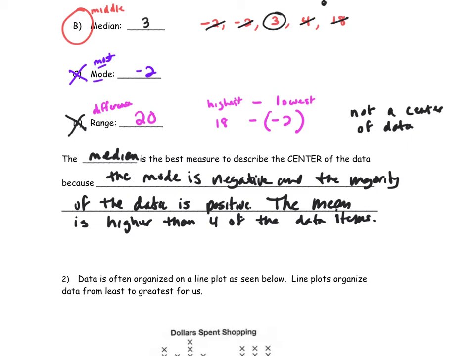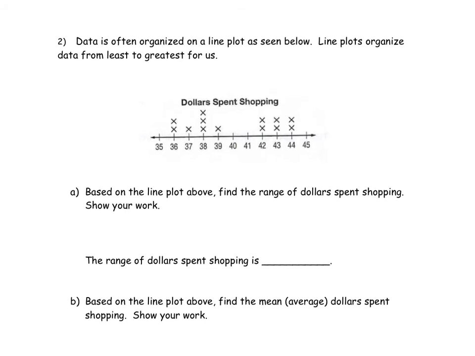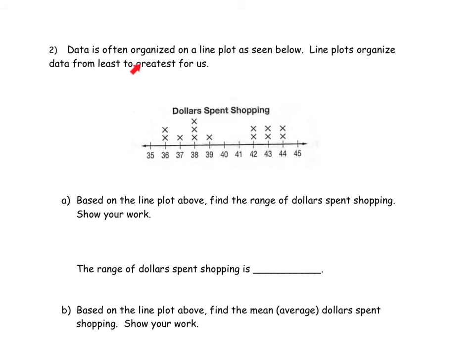Let's go to number 2. Data is often organized in a line plot as seen below. Line plots organize data from least to greatest for us. So you can see they've created a number line, and the plots are, so to speak, where there's an X. That means it's 36, another 36, 37, 38, 38, 38, 39. This puts it in order for us, which is lovely.